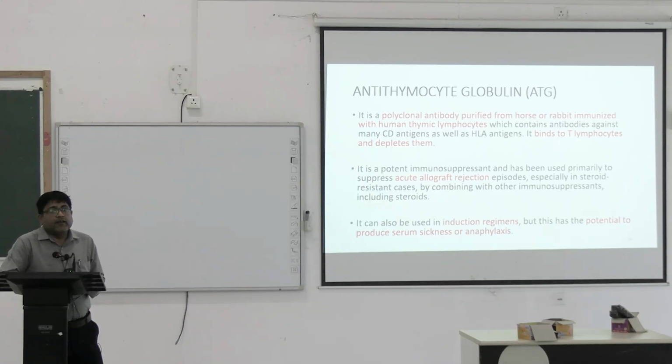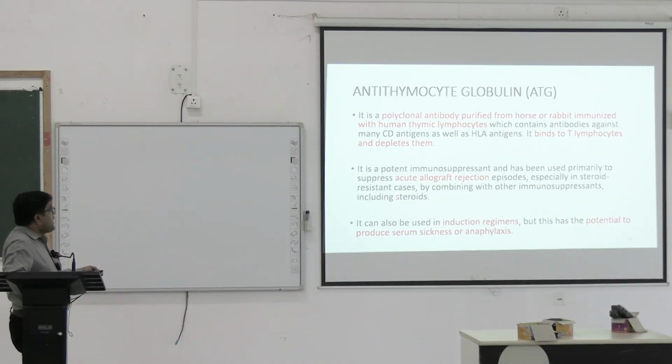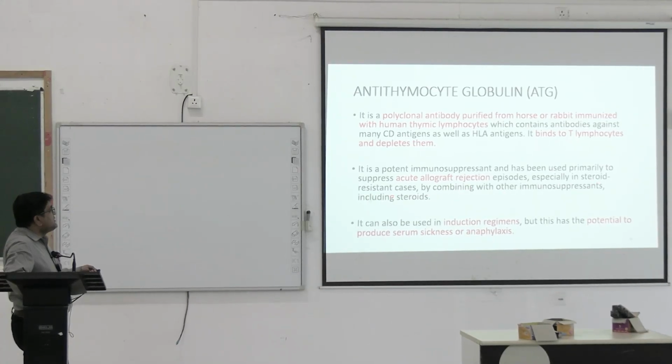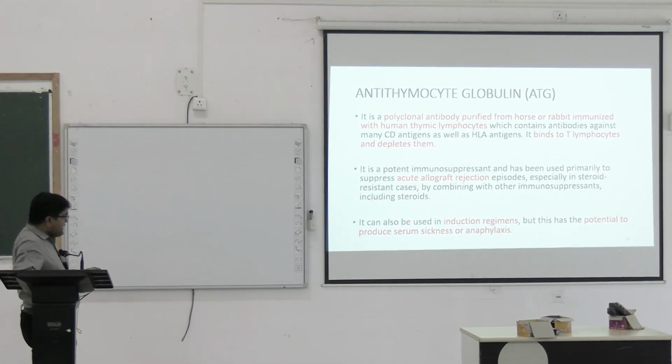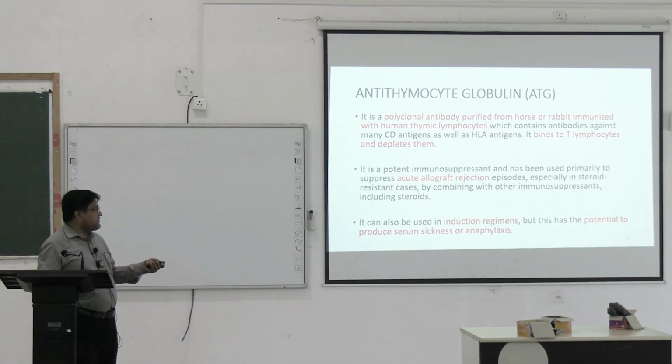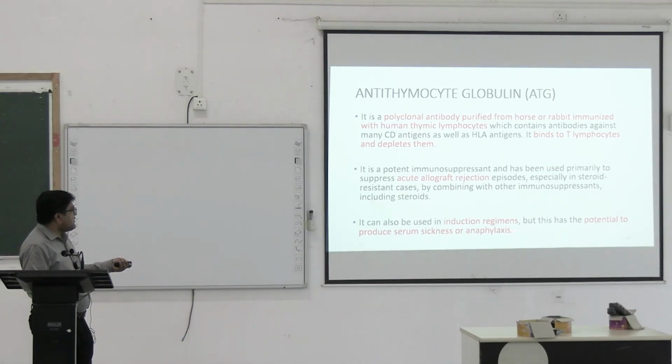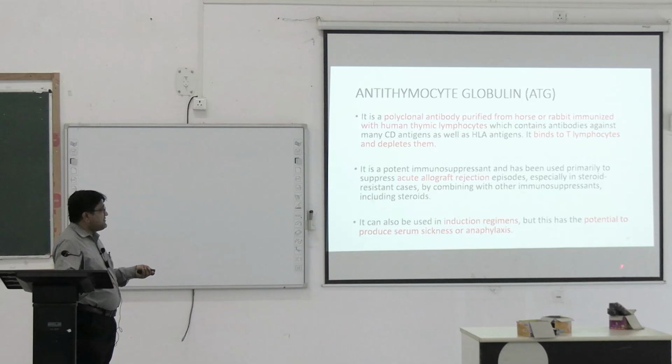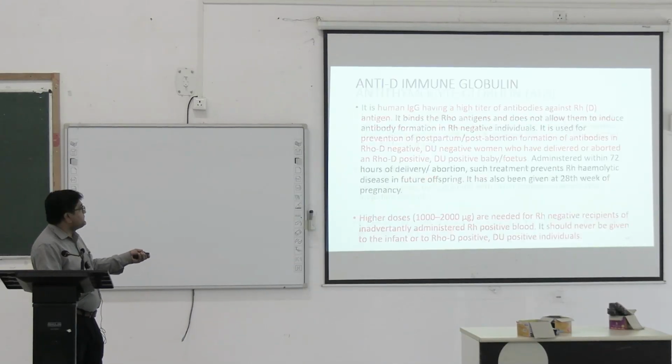How many types of grafts are there? It can be an allograft, obtained from the same species. It can be an isograft, obtained from the same person. It can be a xenograft, obtained from a different species. So, it is used in acute allograft rejection, especially in steroid resistant cases. It can also be used in the induction regimen. But this has the potential to produce serum sickness or anaphylaxis as it is obtained from the horse or rabbit.